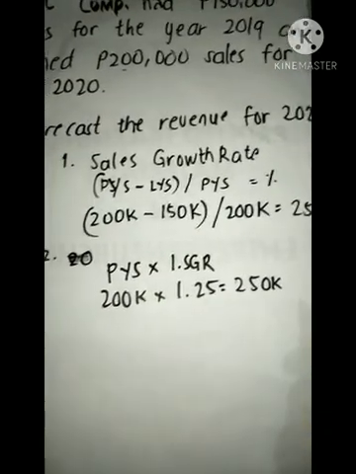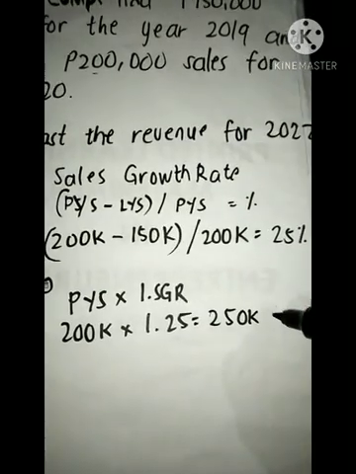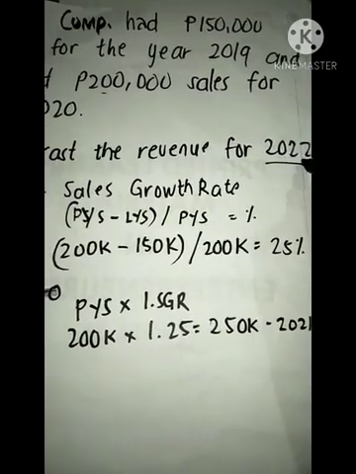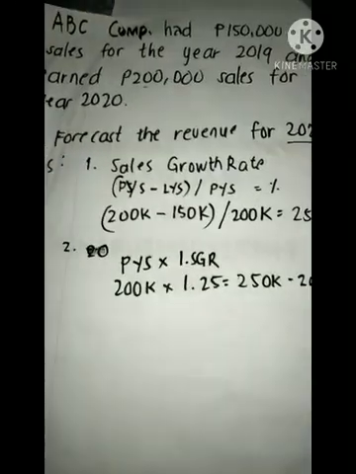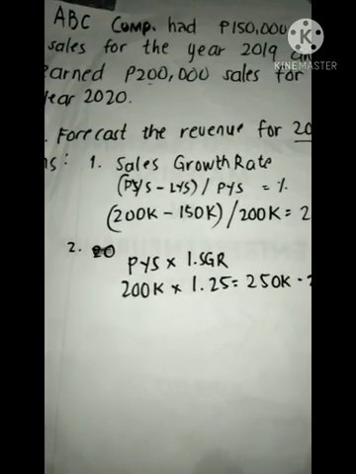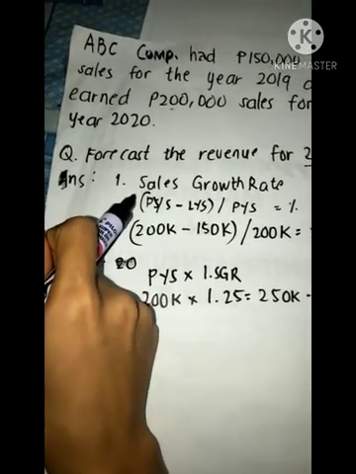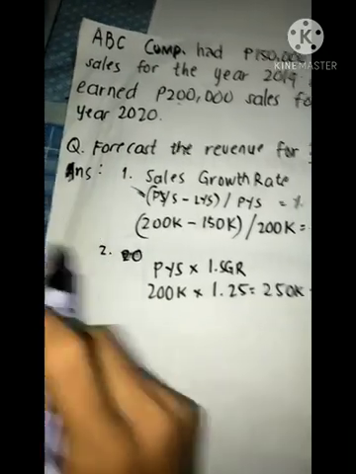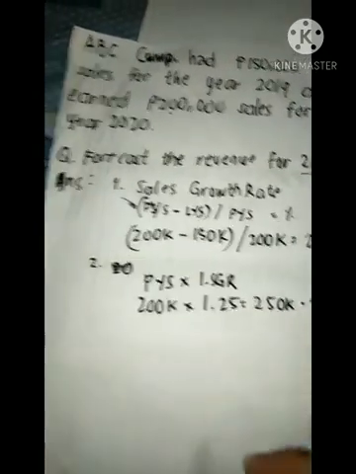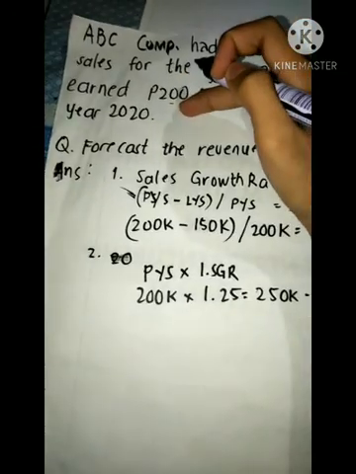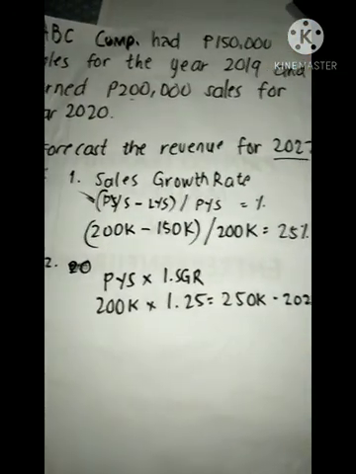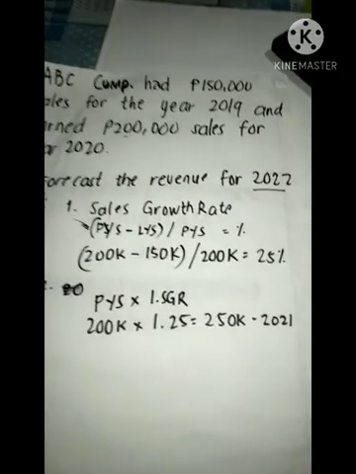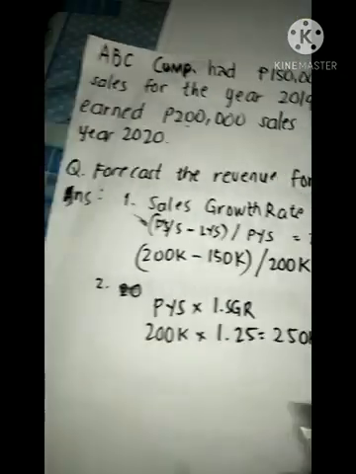Okay. Is this your final answer? No, kasi this is for the year 2021. The question is for 2022. So, ano ang magiging sagot? Bumalik kayo sa process, no? First is to identify the sales growth rate pa rin. So, your present year sales, hindi na siya 200,000. Assuming nasa 2021 na tayo, so ang magiging present year sales mo na doon is the 250,000.